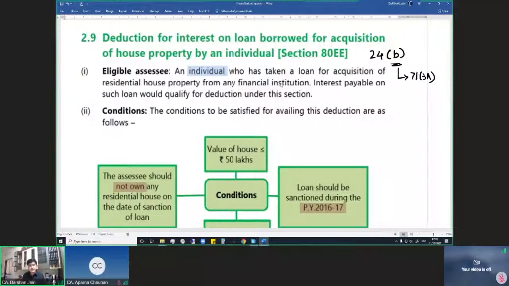Now in case of an eligible assessee being an individual who takes loan for acquisition of a residential house, this 80EE covers a situation only in respect of acquisition of a residential house property. It doesn't take into consideration the construction of house property. So if the loan is taken for acquisition of a house property from any financial institution, interest payable on such loan would qualify for deduction even under section 80EE.